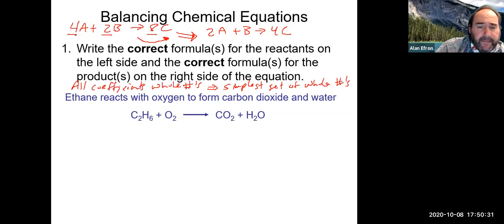But if you can reduce everybody down by a common number and still maintain the whole numbers for everybody, then you should do that. So my approach to balancing equations, and I think it's a good idea, is to make kind of like a table. It's usually very helpful.